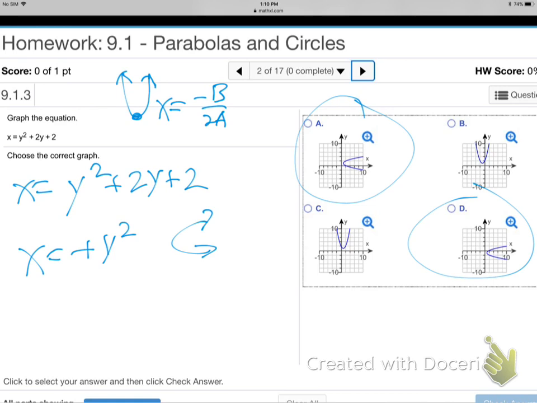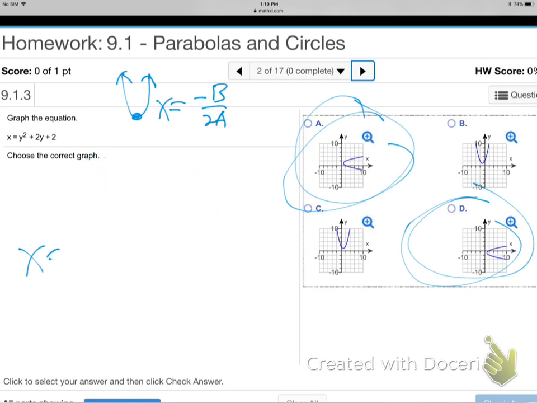Negative b over 2a. So now that's x equals. That's for the ones that go up and down. But this one goes sideways. So guess what? When they go sideways, x and y are trading roles, right? The square is on the y now instead of on the x like it normally is. So if x and y are trading roles, then we're going to use the exact same formula, except instead of x equals negative b over 2a, it's going to be y equals negative b over 2a. Yeah, same formula, different letter because they traded roles.